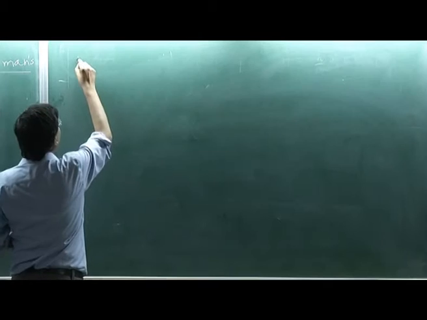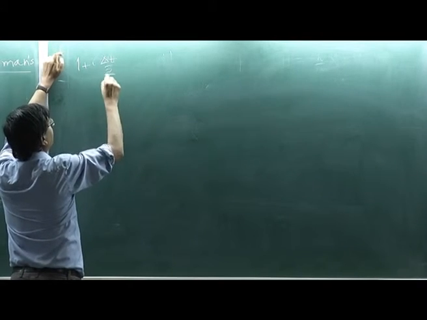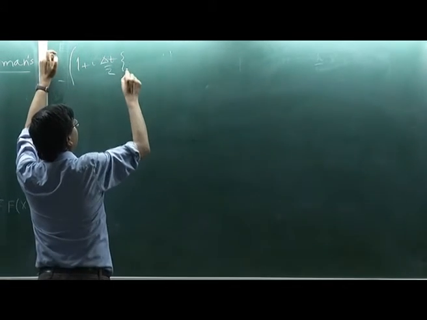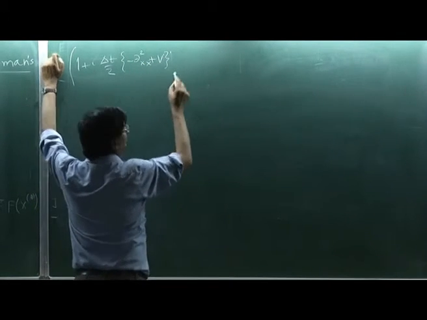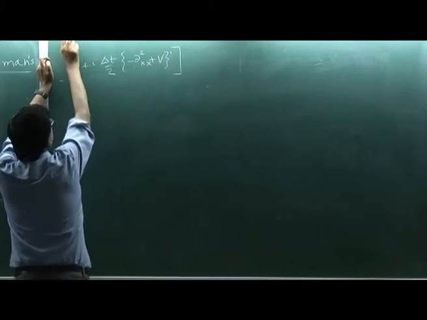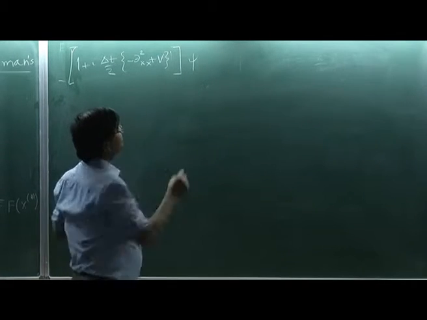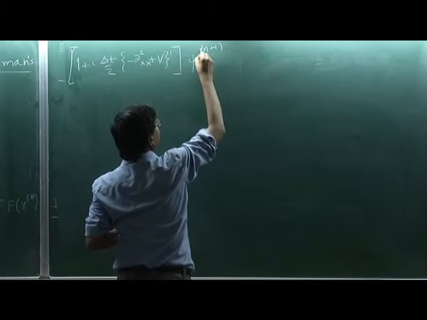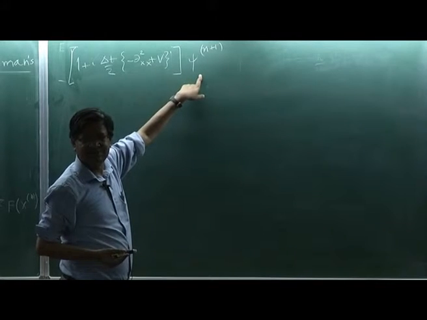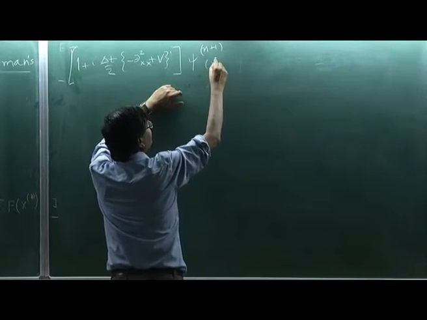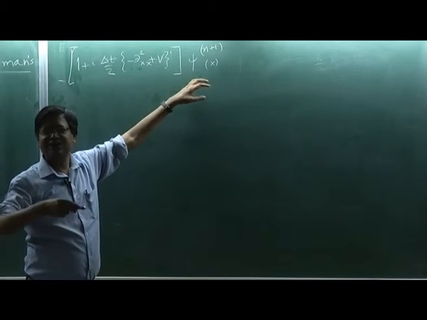Okay, so (1 + i h Δt/2 (−∇² + V)) ψ(t + Δt). So this is going to be n plus 1, this is the time index, and I will put space index. Right now let me just put x, because when I do this double derivative, I will have i plus 1, i minus 1 and i.